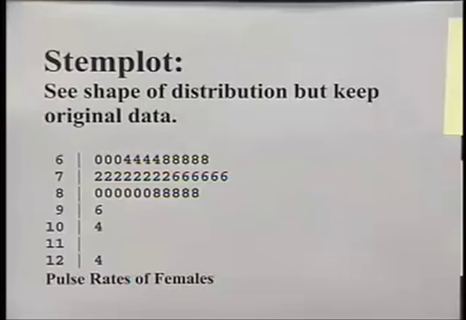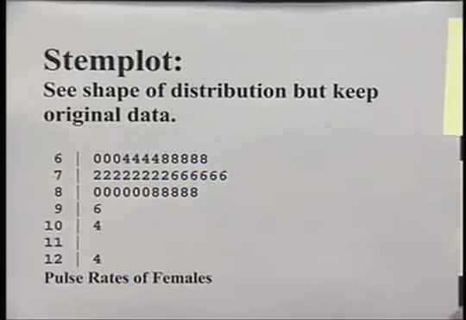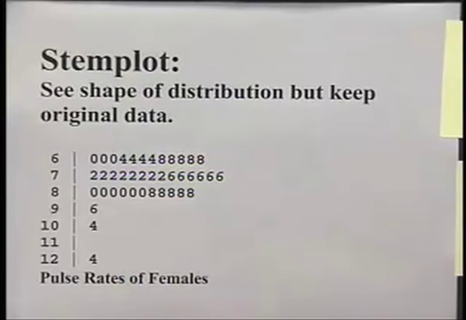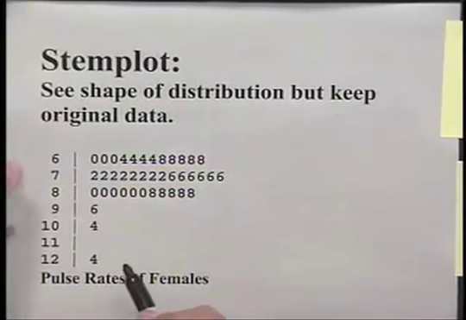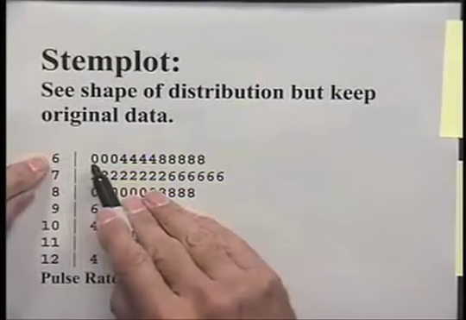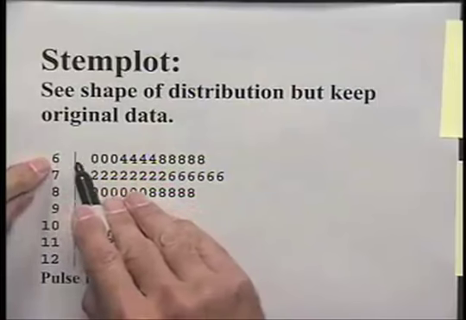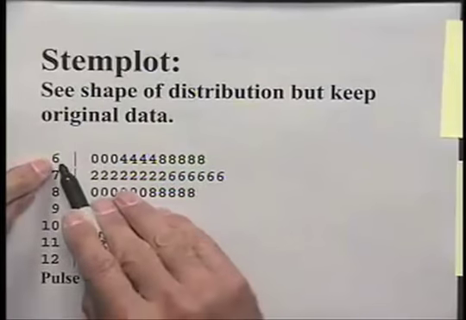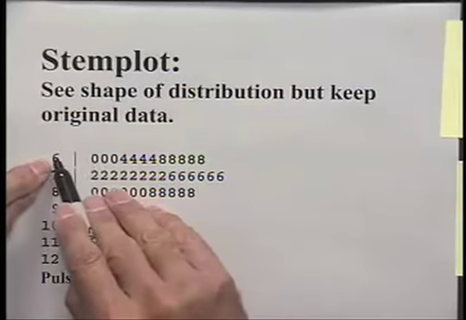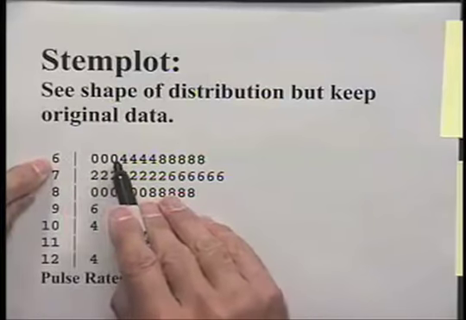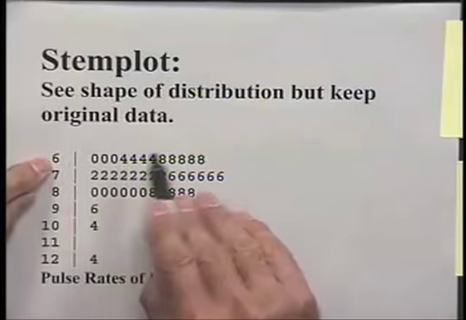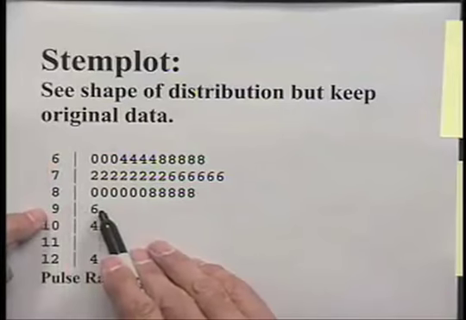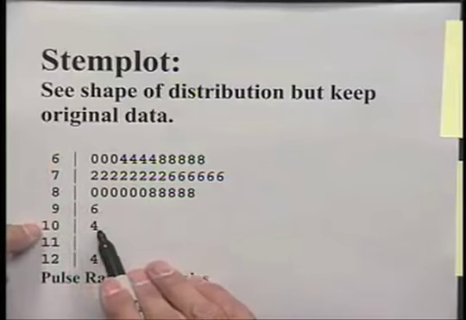Stem plot, and here again I'm using the same data sets, the 40 pulse rates of females that are found in Appendix B in the back of your book. And a stem plot is set up so that each data value is broken up into a stem and leaves. Here's a pulse rate of 60, another pulse rate of 60, and the third pulse rate of 60, then a 64, and so forth. Here's a pulse rate of 96, a pulse rate of 104.